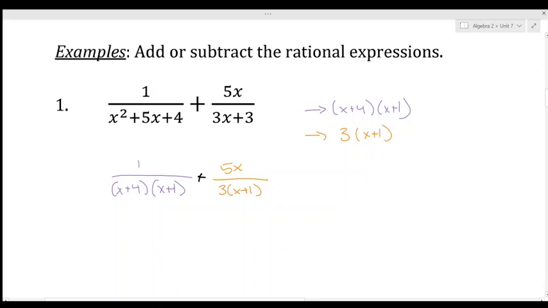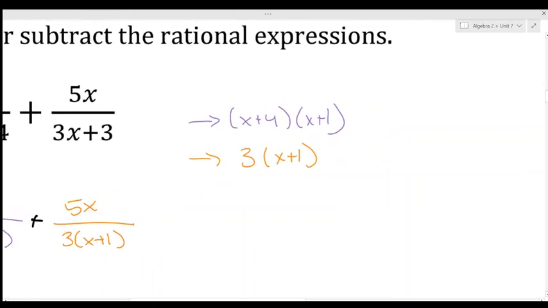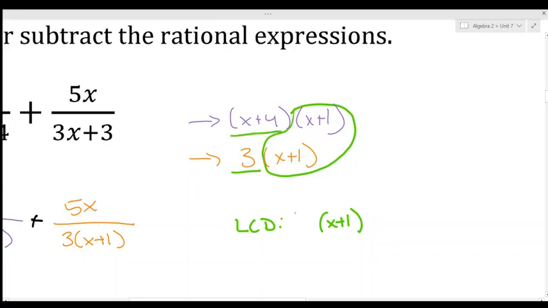Okay, now we need to figure out our LCD. Let's use some fun colors. I'm feeling funky. Okay, so between purple and orange, which ones do they share? Which one do they both have? They both have x plus 1. So for my LCD, if they both have an x plus 1, we only write that x plus 1 once. If you circle it, write it once. Then there's also a 3 and an x plus 4. So I'm going to write the 3 and x plus 4. So this is my LCD.